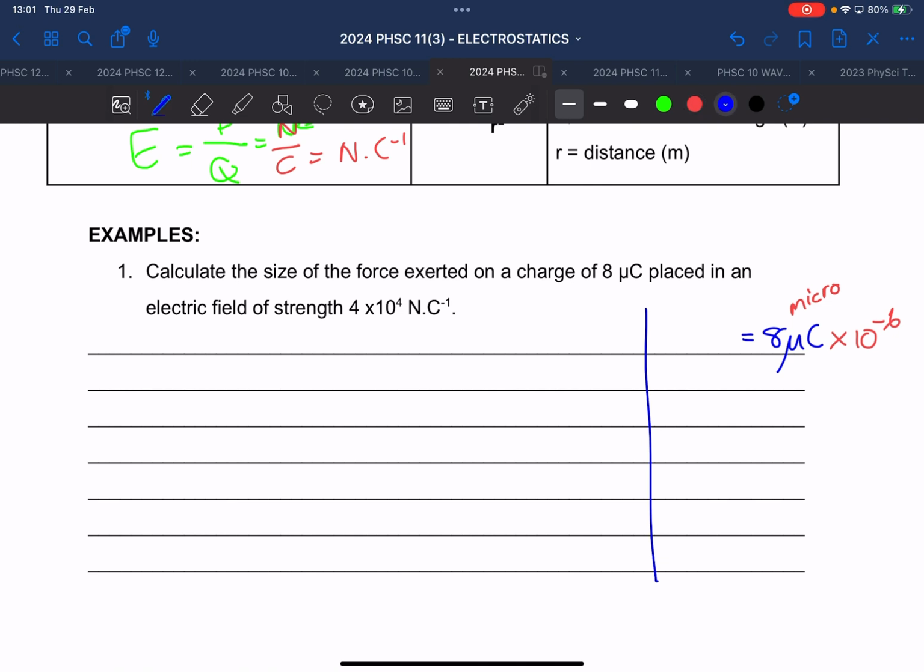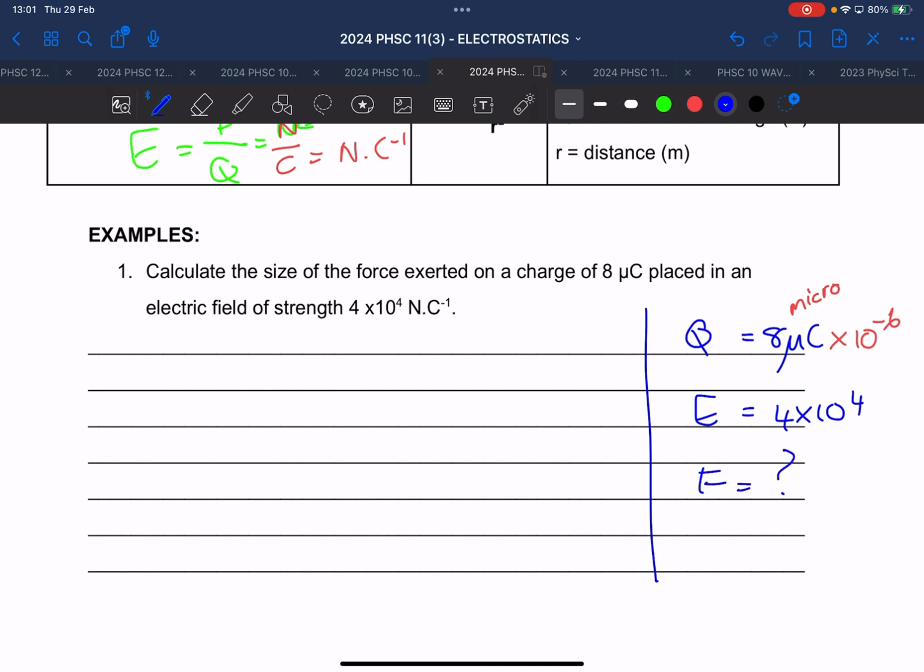What is the symbol for charge? What do I put in front of the equal sign? Q. Right. Another thing in my info table. And what is the symbol for that? Electric field strength. E. It's 4 times 10 to the power 4. And they ask what is the force.